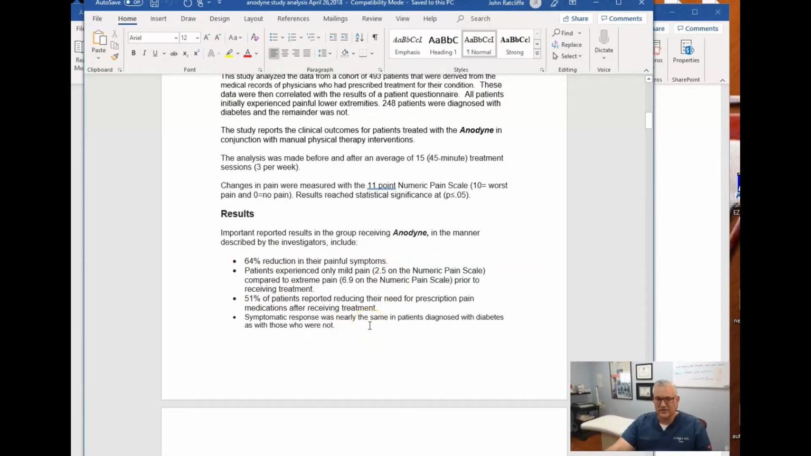And this is natural. This is not gabapentin or Lyrica. This is something we strap on you. It takes a long time. We strap on you, and you have to sit in the clinic for half an hour just getting it done three times a week. But it's very effective. 64% reduction in painful symptoms.